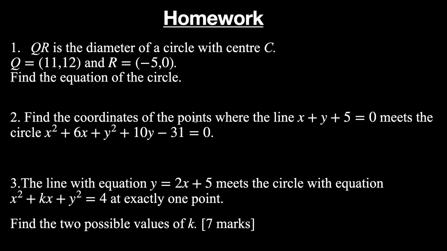Question 2 says find the coordinates of the points where the line x plus y plus 5 equals 0 meets the circle x squared plus 6x plus y squared plus 10y take 31 equals 0. And the last one is the line with equation y equals 2x plus 5 meets the circle with equation x squared plus kx plus y squared equal to 4 at exactly 1 point. Find the two possible values of k. This is an exam style question worth 7 marks and similar to the example we just went through.